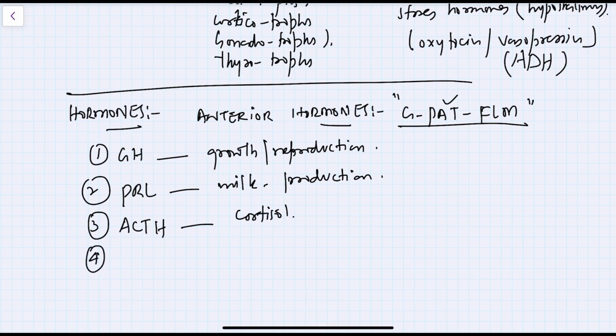And then we have one more hormone, it starts with T, that's the thyroid stimulating hormone, thyrotropin. So this thyroid stimulating hormone regulates the thyroid gland and its hormones.